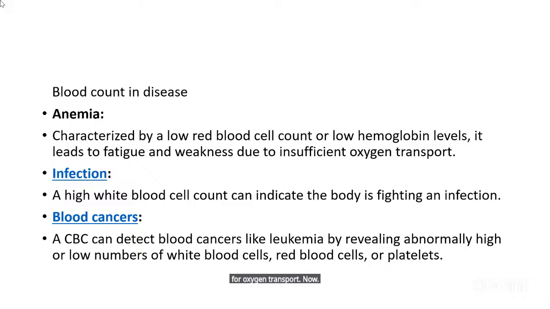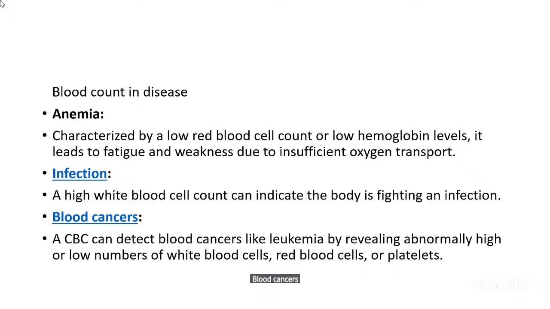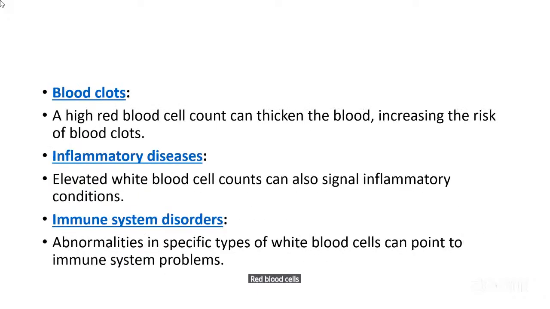Now, blood count in disease. Anemia is characterized by a low red blood cell count or low hemoglobin levels, and it leads to fatigue and weakness due to insufficient oxygen transport. Infection: a high white blood cell count can indicate the body is fighting an infection. Blood cancers: a CBC can detect blood cancers like leukemia by revealing abnormally high or low numbers of white blood cells, red blood cells, or platelets.